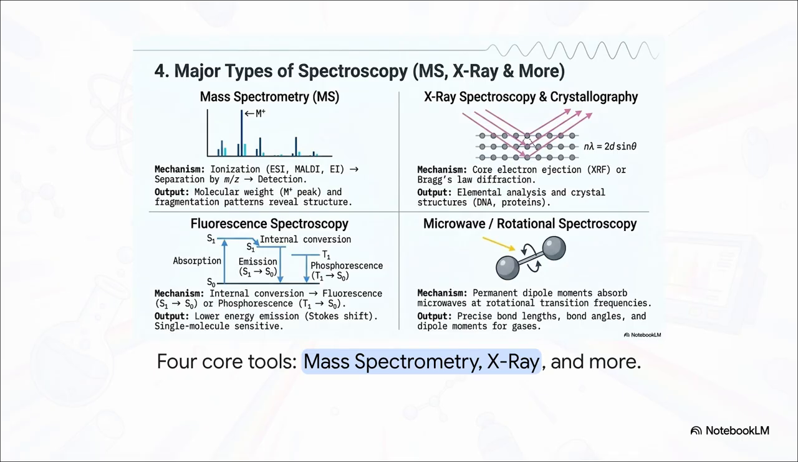For instance, X-ray spectroscopy ejects core electrons to reveal complex crystal structures, like DNA. Fluorescent spectroscopy relies on internal conversion, where a molecule absorbs light and emits it at a lower energy. It is so incredibly sensitive that it can literally detect single molecules. And then there's mass spectrometry, which actually shatters molecules apart just to weigh the fragments and reveal their underlying structure. It's like a microscopic jigsaw puzzle, and these tools give us all the distinct pieces.